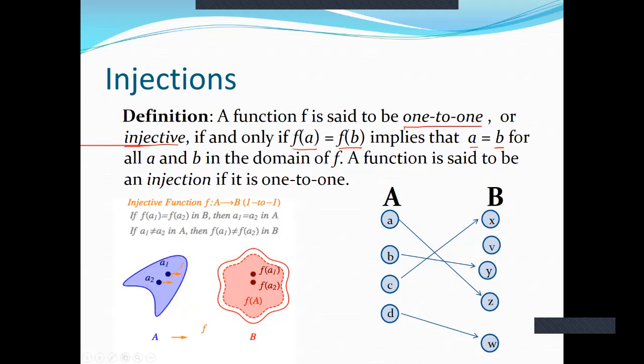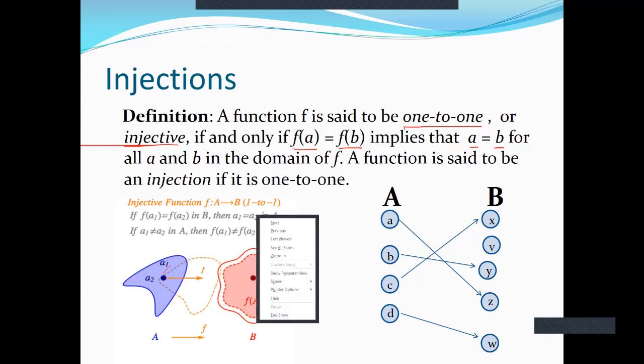Is that clear? So what does it mean? It says, now listen carefully again, if and only if f of a is equal to f of b implies that a equals b. Listen here. See in this animation, if we have two elements, A1 and A2, they are mapped to two different elements. But if they are mapping to the same element, it means these are the same element as well. A1 and A2 are the same element, right? So if f of A1 equals f of A2 in B, then A1 equals A2.